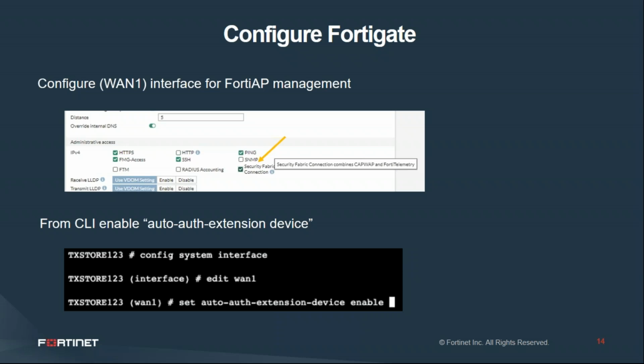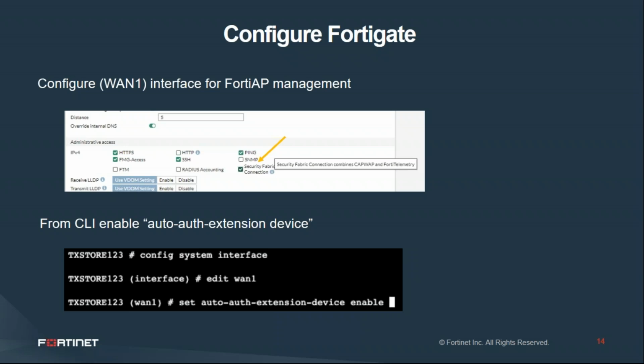What I need to do on the WAN 1 interface is enable the security fabric connection on the WAN 1 interface. Now, this is a configuration that is not the default configuration for WAN 1. So you will need to go in and check that box that says security fabric connection.